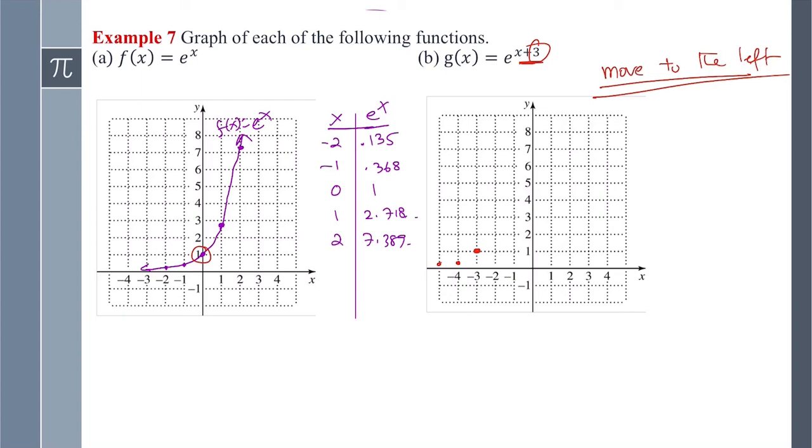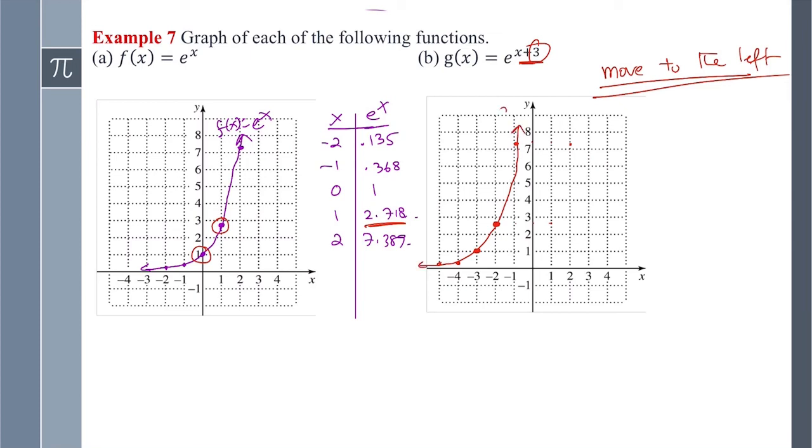Okay. And then similarly, if we look at this point here, which is 2.718, 1 will move to the left 3. So 1, 2, 3. So somewhere here. Similarly, if we move that point, 7 point something that we have for x equals 2, to the left 3 units, we get 1, 2, 3, somewhere here. Okay. And then that's how it's going to look.